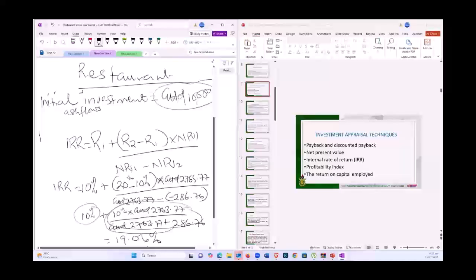I'm again saying that where there's a conflict between the results of the internal rate of return method and the net present value method, the result of the net present value method takes precedence over the result of the internal rate of return method. So where you have applied the two methods to a particular project and the results are different, you lean towards the result of the net present value method.